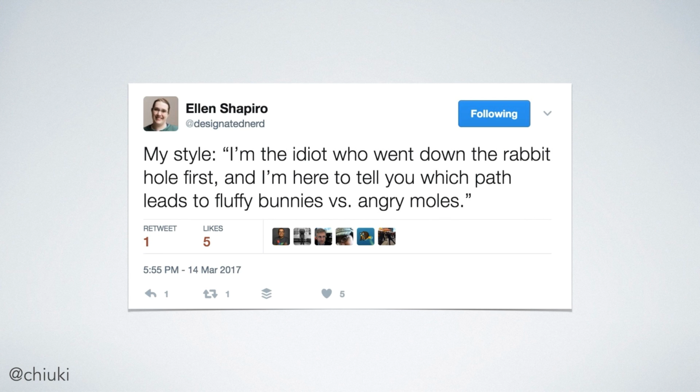I just actually heard about this yesterday, how timely. My friend Ellen said that my style of giving a talk is, I'm the idiot who went down the rabbit hole first, and I'm here to tell you which path leads to the fluffy bunnies versus the angry moles. I think it's a very nice visual of what I just described to you: you try this, it doesn't work, mole! And then you finally find what you actually need to do. So you don't actually need to know everything and understand all the things to be able to share and be helpful to other people.